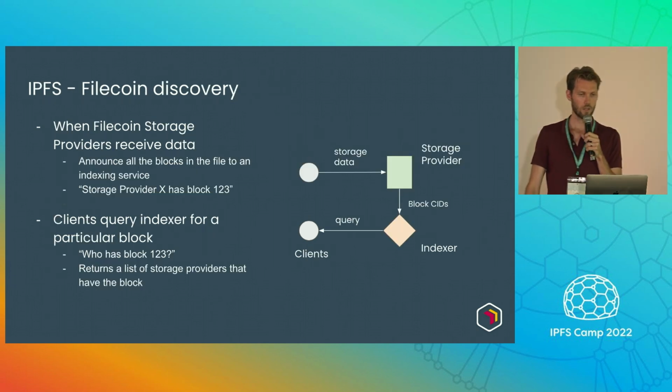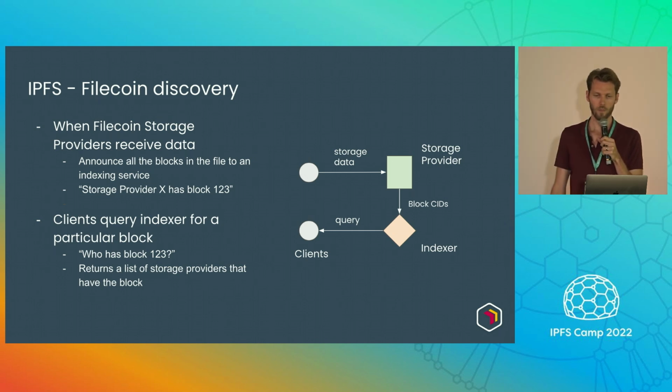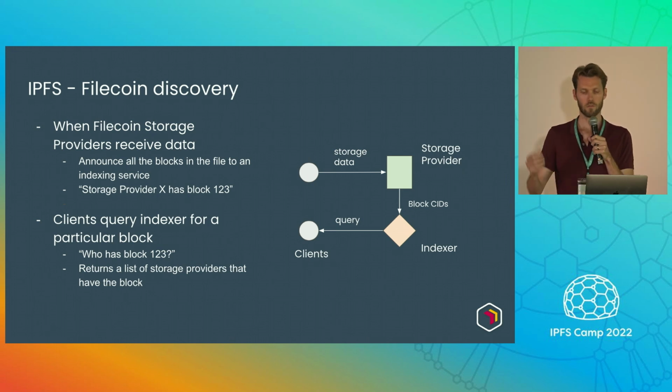So let me talk a little bit about how discovery works. In other words, how does IPFS know where to find stuff that's on Filecoin? When a Filecoin storage provider receives a storage deal, it receives data. It creates an index of all of the blocks in that data, and it tells an indexing node, hey, I've got all of these blocks. And then when clients want to know where a block is in the network, they just query the indexer. They say, hey, who has this collection of blocks? And the indexer says, oh, these storage providers.